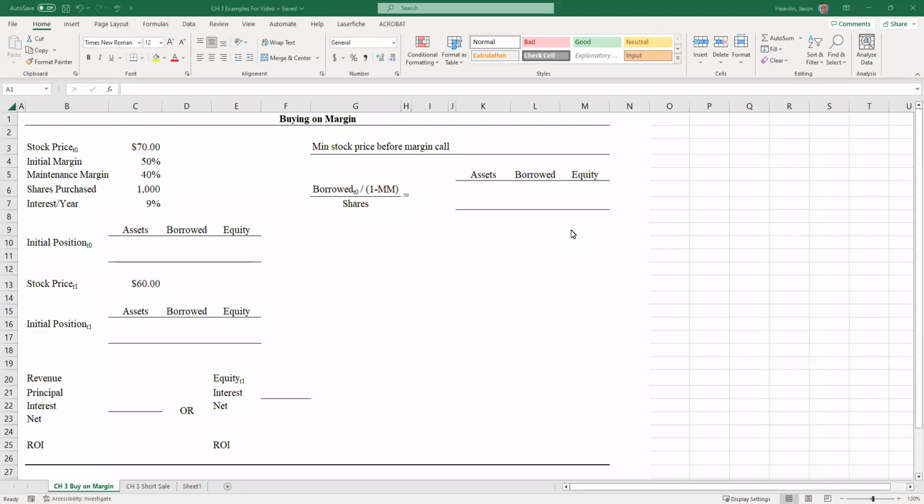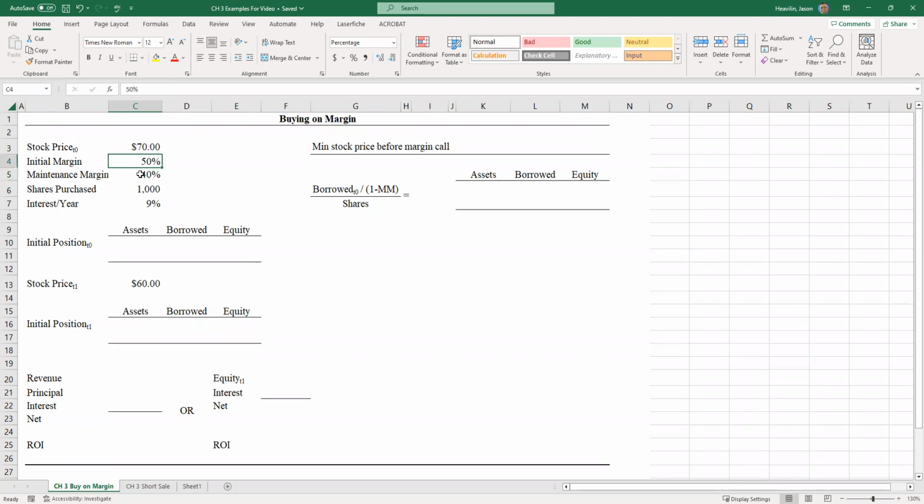In this video, we are going to go over an example of buying on margin. We will start with a stock price of $70. If we want to buy on margin, we will need at least an initial margin of 50%. That is a requirement in this example. After we open the position on margin, in this example, we have a maintenance margin of 40%.